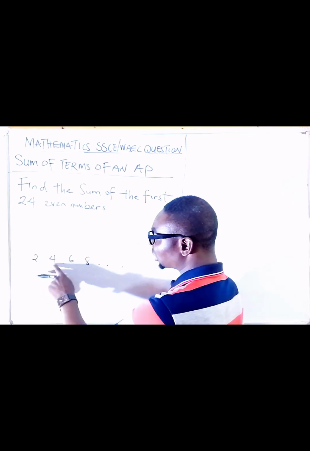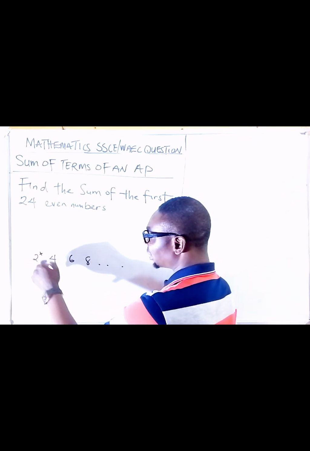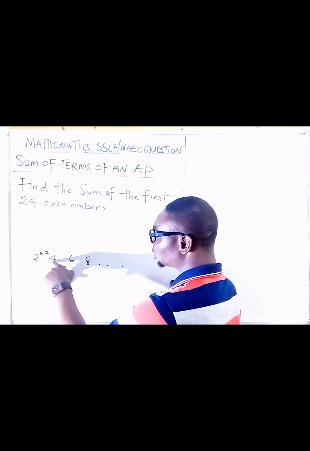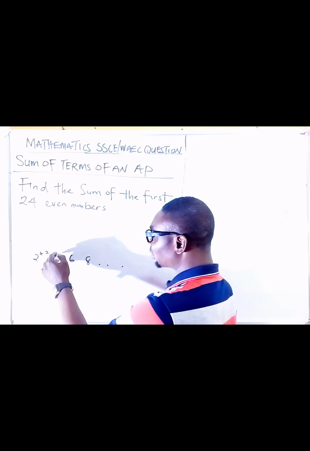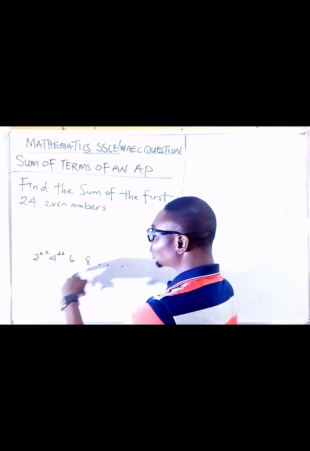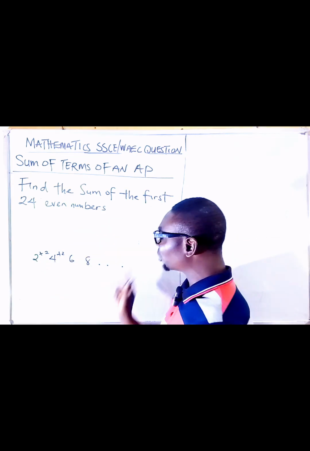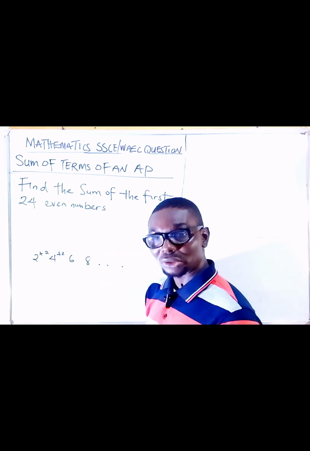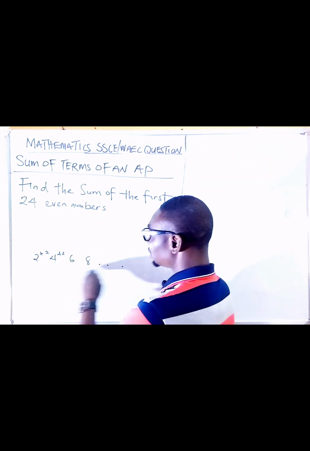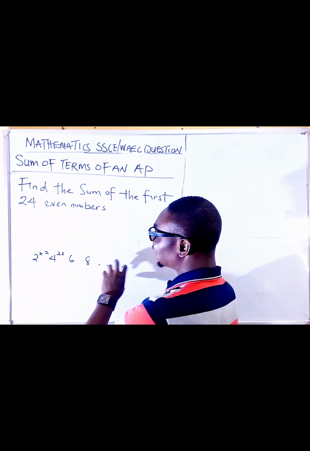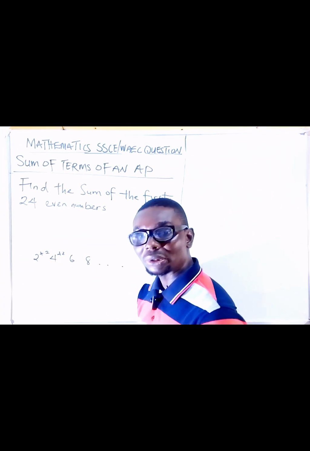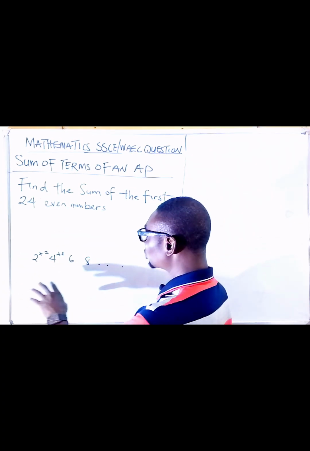Because to get the next number, this is the first number, you add 2 to it, you get 4. To get the next number, you add 2 again. So you will discover that if you add 2 to each of the terms, it will produce the next number. So this is a sequence. It follows a particular pattern or rule.